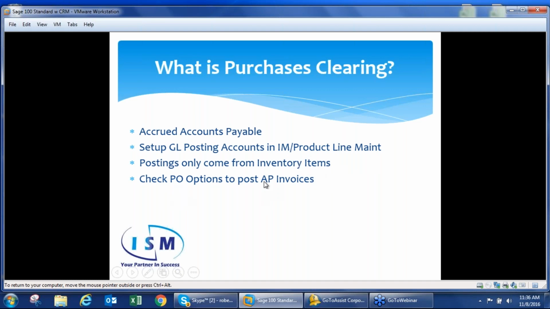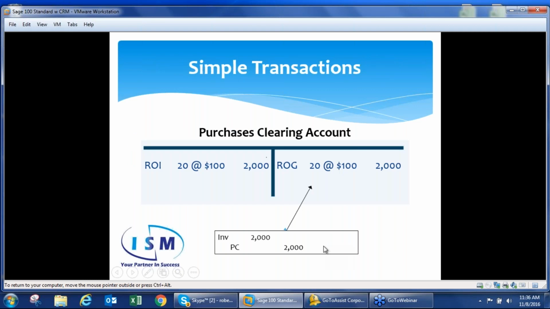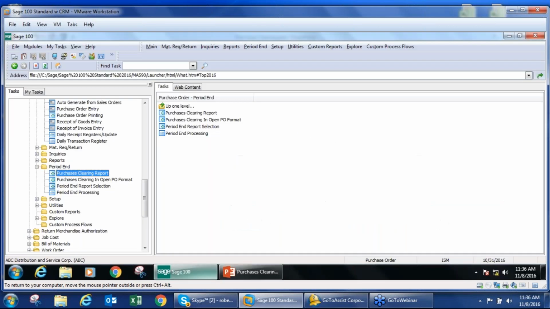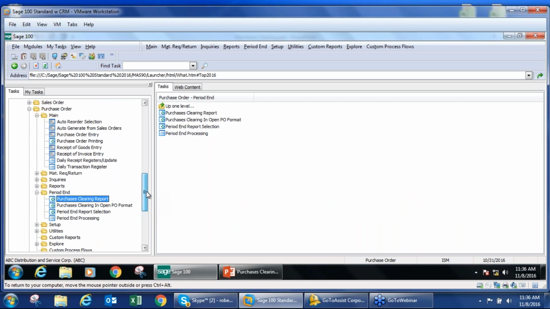And finally, we can check PO options to post AP invoices. Let's look at that together. So let's jump into the system. And let me explain some of the things we just discussed.